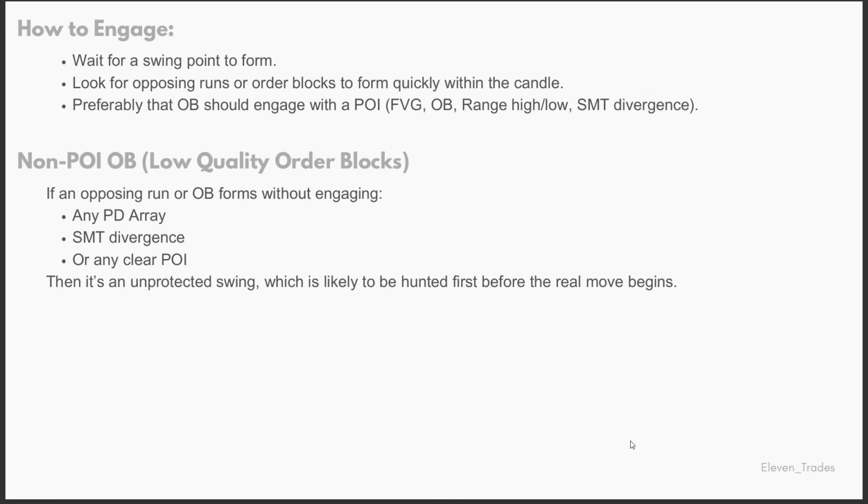Now how to engage within the candles? You have to wait for the swing point formation. You have to wait for the opposing run within a candle. Preferably it will be in the first quadrant or the first 30 minutes of the hourly candle, in the first session of the daily candle, and for the New York expansion. And how do we know when the candle is not going to expand? It will create an opposing run, but without engaging any point of interest like SMT divergence, point of interest, fair value gap, etc.